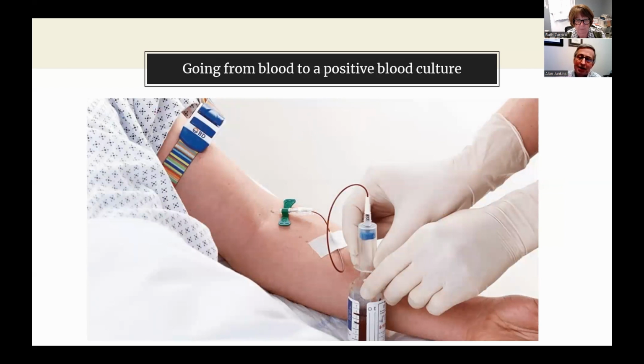So to go from a blood to a positive blood culture, this is what happens. This is specimen collection, and I'm just showing you the picture. I have to admit that I am not an expert in specimen collection whatsoever. I do not draw blood from patients. I've drawn blood from mice and from rabbits, but that's about it. So I will try to explain as well as possible.